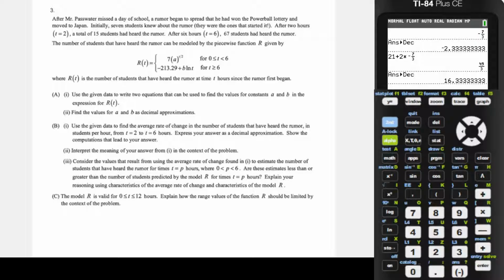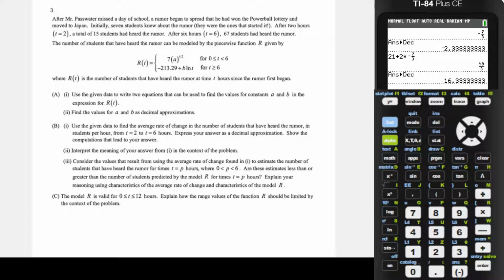All right, now the next one's talking about a rumor that began to spread around a school after Mr. Passwater missed a day. And I can relate to that. And, while I'm at it, just big thanks to Mr. Passwater for providing all these problems free of charge. It's really generous of you. I don't actually know you, but I do appreciate your problem writing skills.